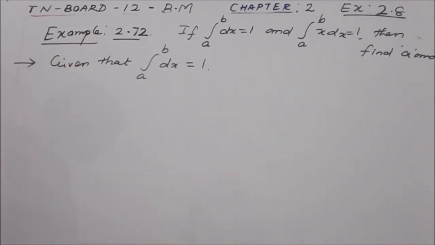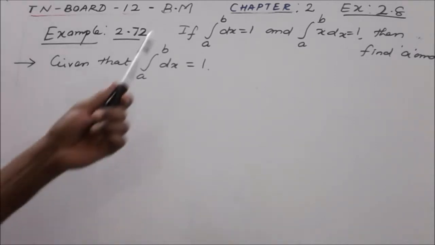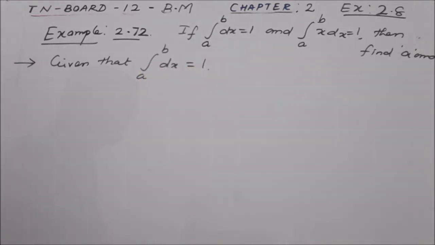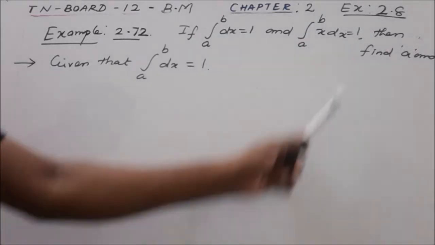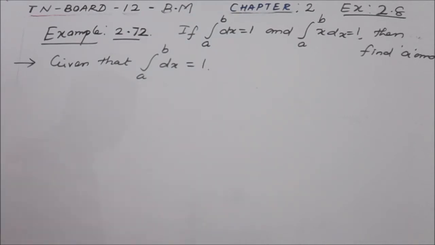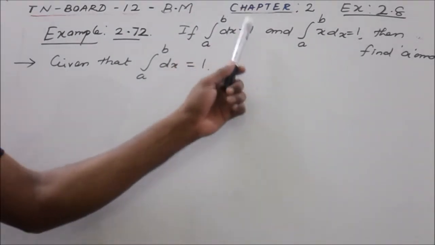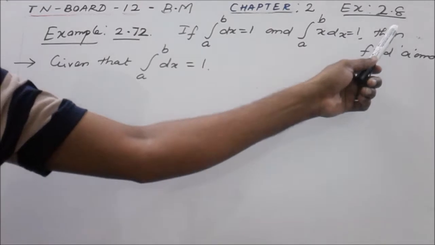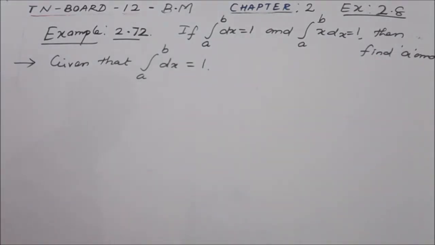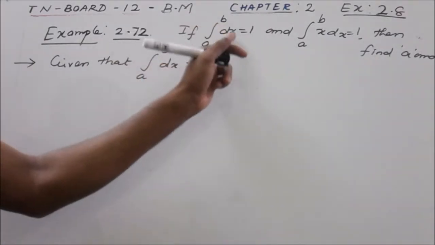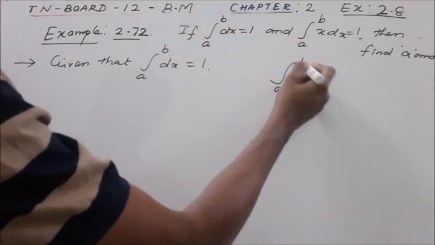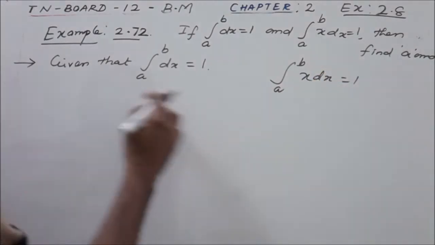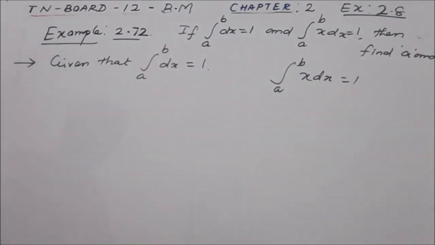Example 2.72. If integral a to b dx is equal to 1 and integral a to b x dx is equal to 1, then find the values of a and b. The first integral value equals 1, the second integral value equals again 1, then find the values of a and b. So given that integral a to b dx is equal to 1 and integral a to b x dx is also equal to 1.